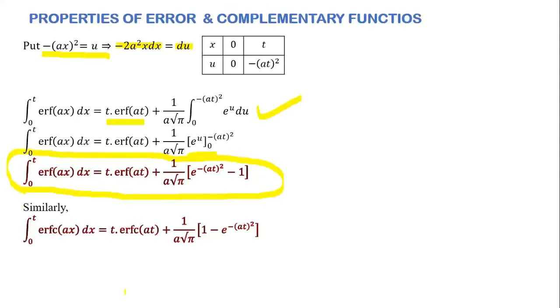Similarly, if you try for the complement error function, the integration from 0 to t of complement error function of ax dx is equal to t complement error function of at plus 1 upon a root pi times 1 minus e raised to minus at square. So the only difference is there in the sign of these two terms. For complement, you will have 1 minus, and for error function, you will have exponential minus 1.